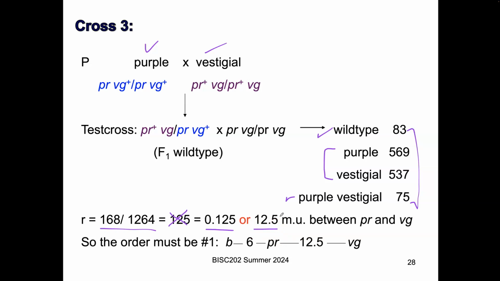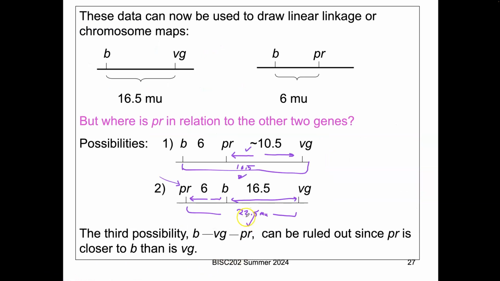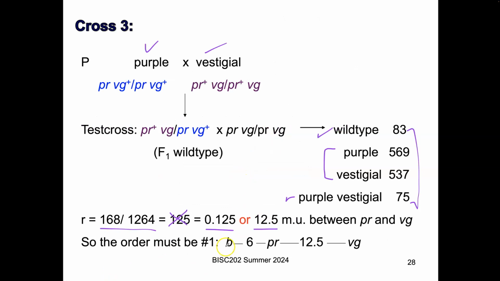Okay, and so the first one must be the correct order, right? Because it was not exactly 10.5, but 12.5 is closer to 10.5 than it is to 22.5. Okay, so that's what the correct arrangement must be. Purple must be in the middle.